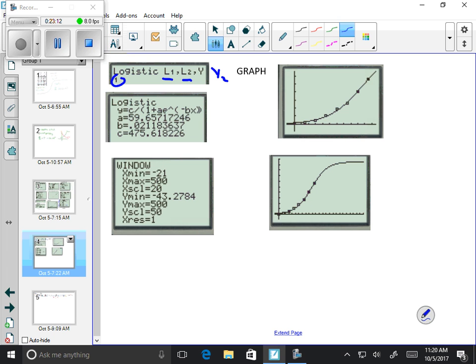Now, the logistic takes a while to come up with, because the equation for a logistic, and I'm going to write this in terms of P's and T's because that's what our variables are, would be P is some constant over 1 plus another constant, e raised to some negative constant times t. And it takes a while. And once you do that, hit the graph.